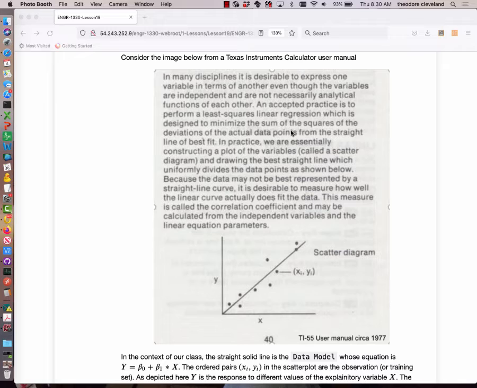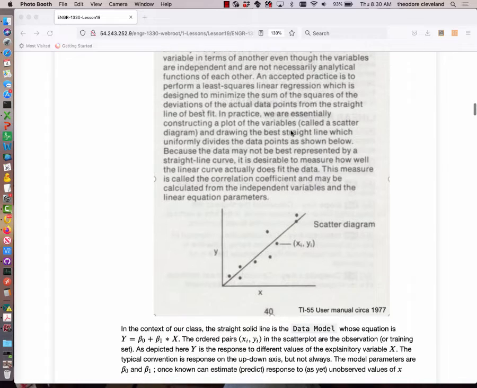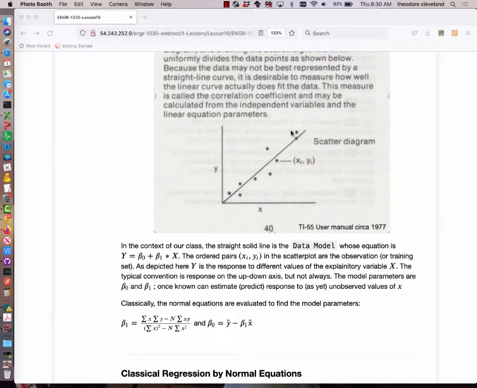In practice, we're essentially constructing a plot of the variables called a scatter diagram. So that's not a new word. They even use the word scatter in Python. Go figure. And drawing the best straight line which uniformly divides the data points as shown below. Because real data may not actually be on a straight line, it's desirable to measure how well the curve fits the data. And this measure is called the correlation coefficient and may be calculated from the independent variables and linear equation parameters. Or we could just use the correlation function in our program to do the same thing.